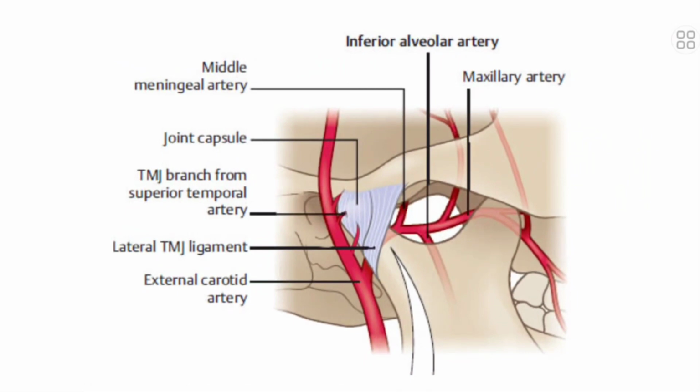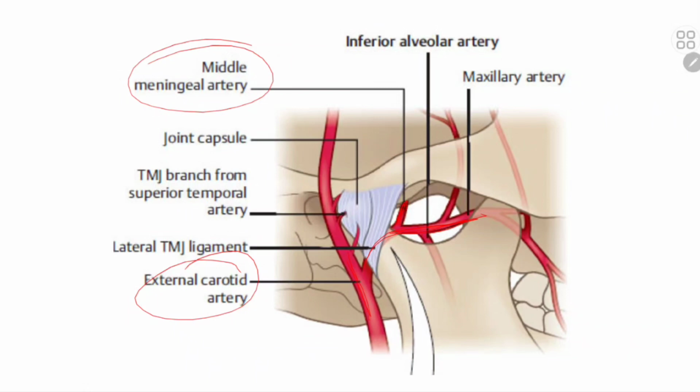The one artery which is present medial to the temporomandibular joint is, this is the external carotid artery. From the external carotid artery, we have the maxillary artery. From the maxillary artery, we have the middle meningeal artery. So this is the middle meningeal artery.